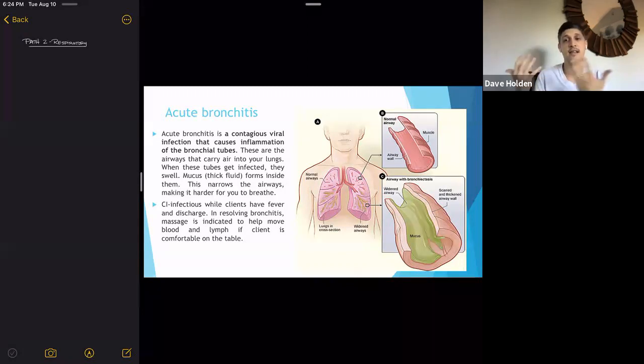Once the bronchitis has resolved and they are feeling better, they are breathing better, massage is then indicated to help move some fluids around, if you can get them comfortable on the table. But if they still can't lie comfortably, you may do a chair massage. But if they can't lie comfortably, I'd still give them a few more days to recover.